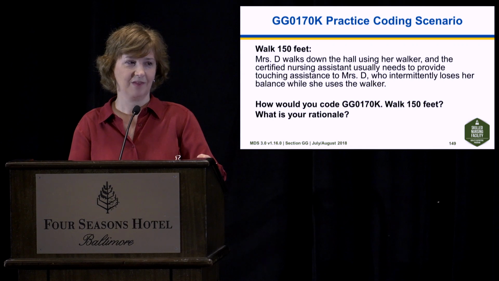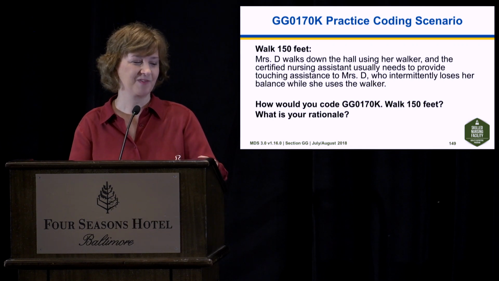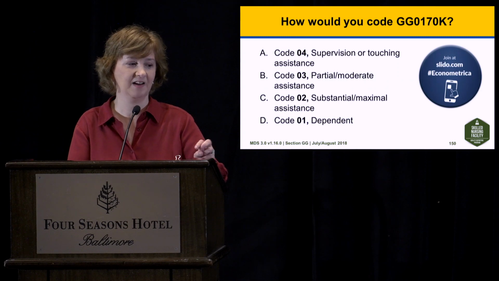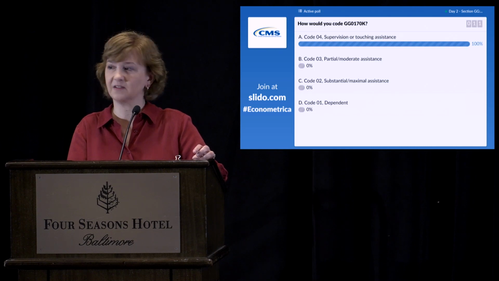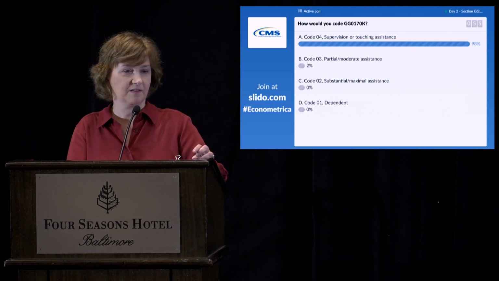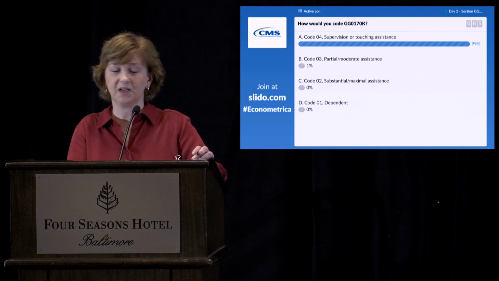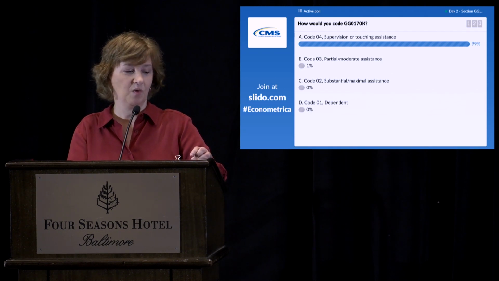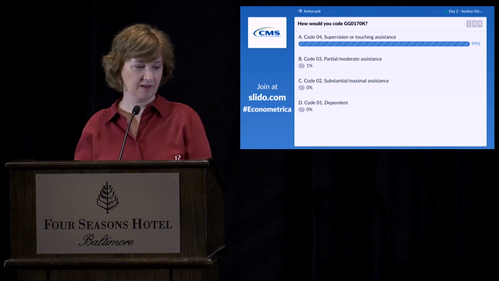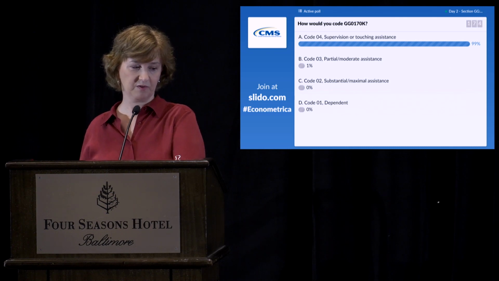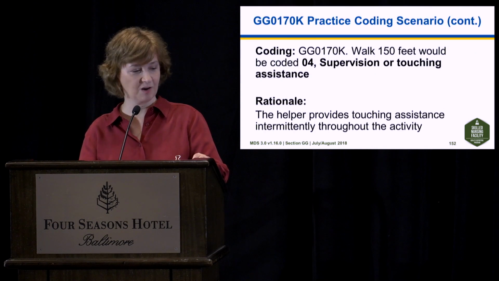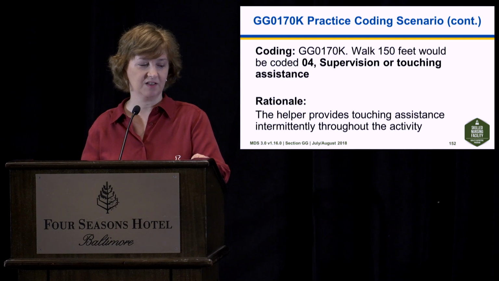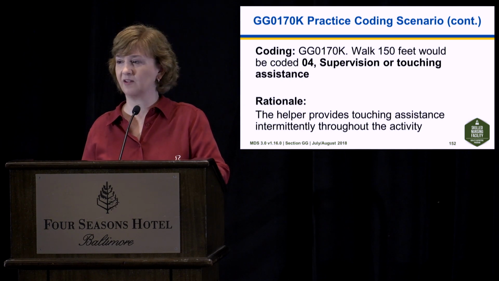So I think I'll let you think through the decision tree. So again, it's touching assistance that's being provided. So the response options in this case are 04, supervision touching assistance, 03, partial moderate assistance, 02, substantial maximal assistance, and 01, dependent. Okay. Looks like 99% of you are coding 04, supervision touching assistance, and I do agree with that response. So there's a check mark. And again, the rationale is that touching assistance is being provided intermittently through the activity.